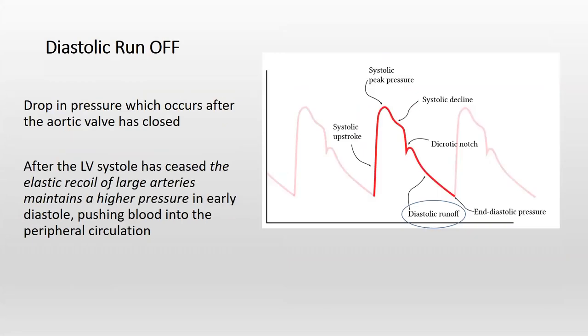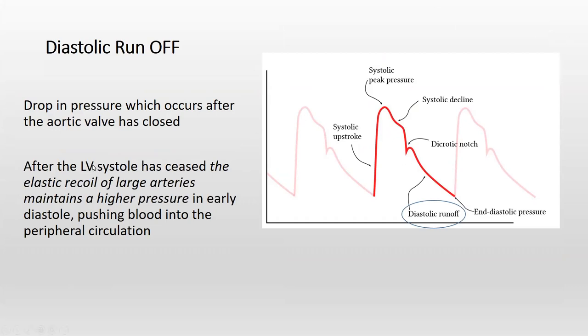Another important concept, the diastolic runoff. And I have to say, I walked around MICU and CICU yesterday trying to get a good diastolic runoff picture. I don't think I got one, but it is a drop in pressure which occurs after the aortic valve is closed. So what does this mean?